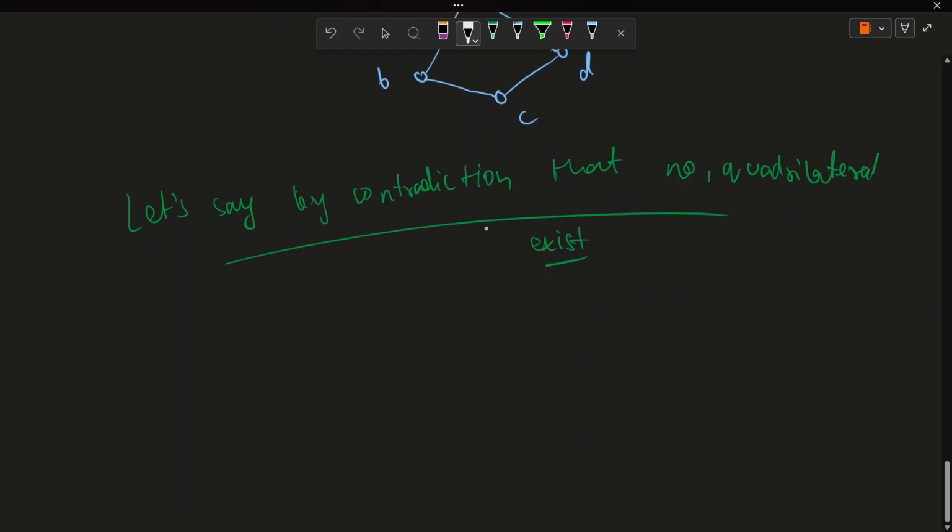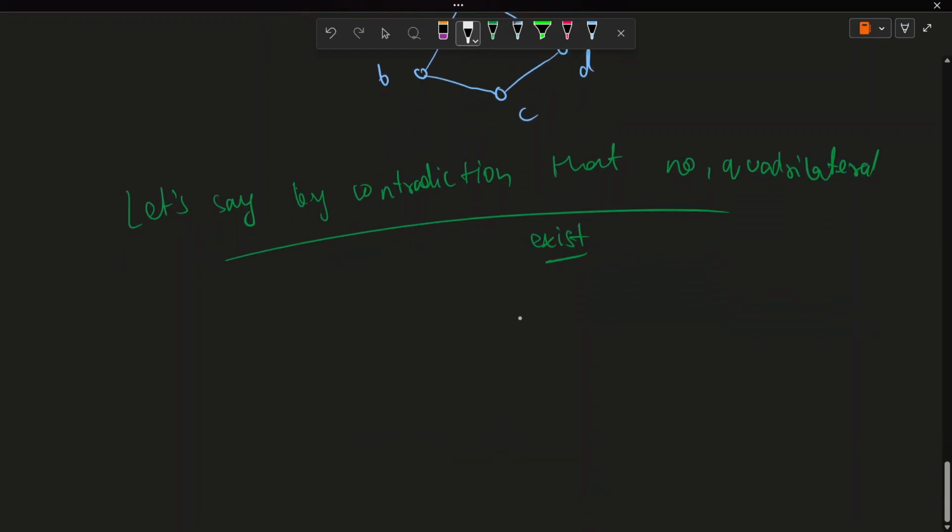So if no quadrilateral exists, then what should happen? Suppose these are 3 points and these are joined like this, then there should not exist a 4th point which is joined like this. Basically, if we have 3 points like this and there is a fourth point, of these two lines at least one of them should not be connected.